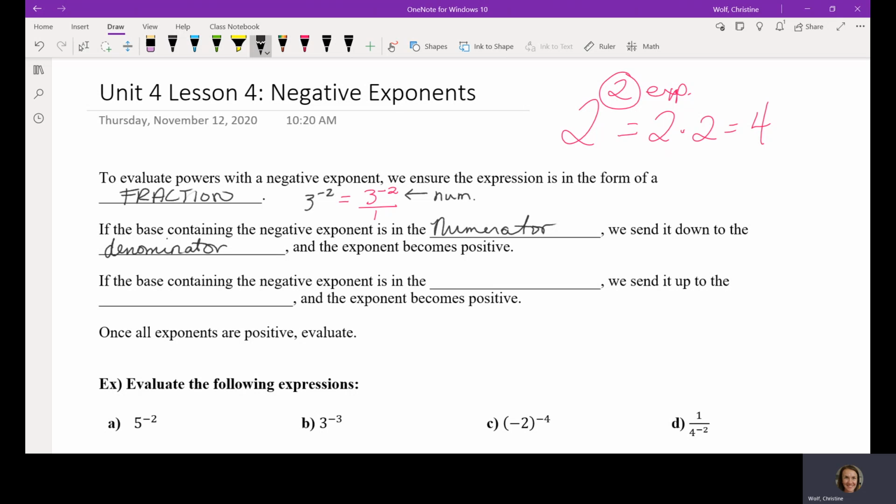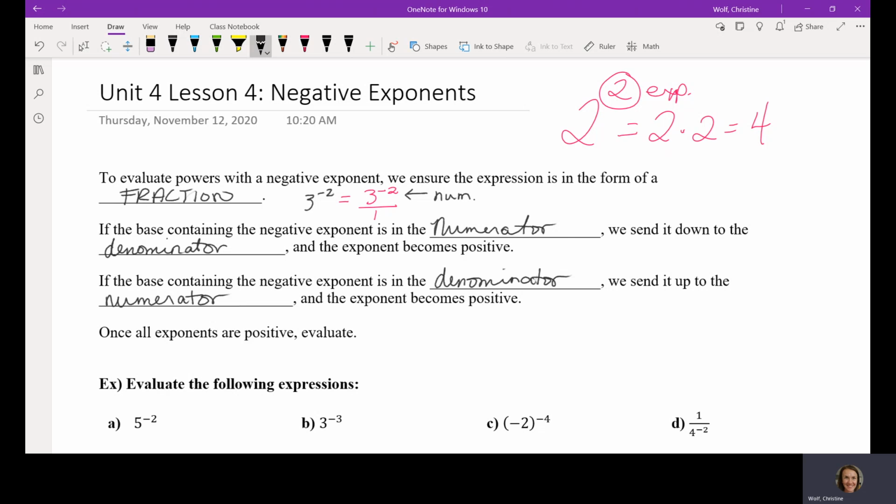If the base containing the negative exponent is in the denominator, so sometimes I'll give you an expression where the negative exponent is already on the bottom of the fraction, if that's the case, we send it up to the numerator, and the exponent becomes positive. Once all of the exponents are positive, we can evaluate.